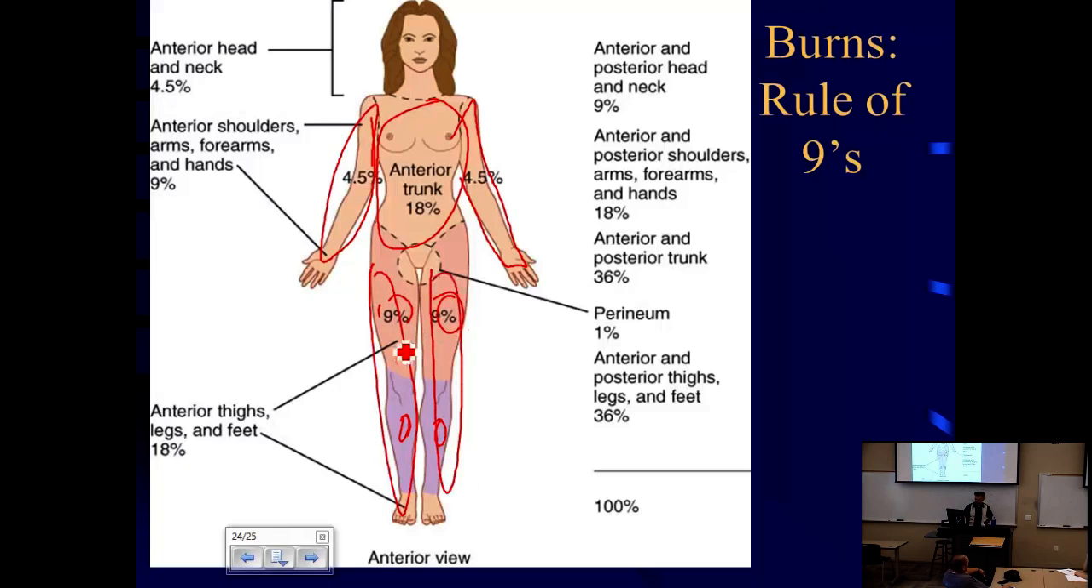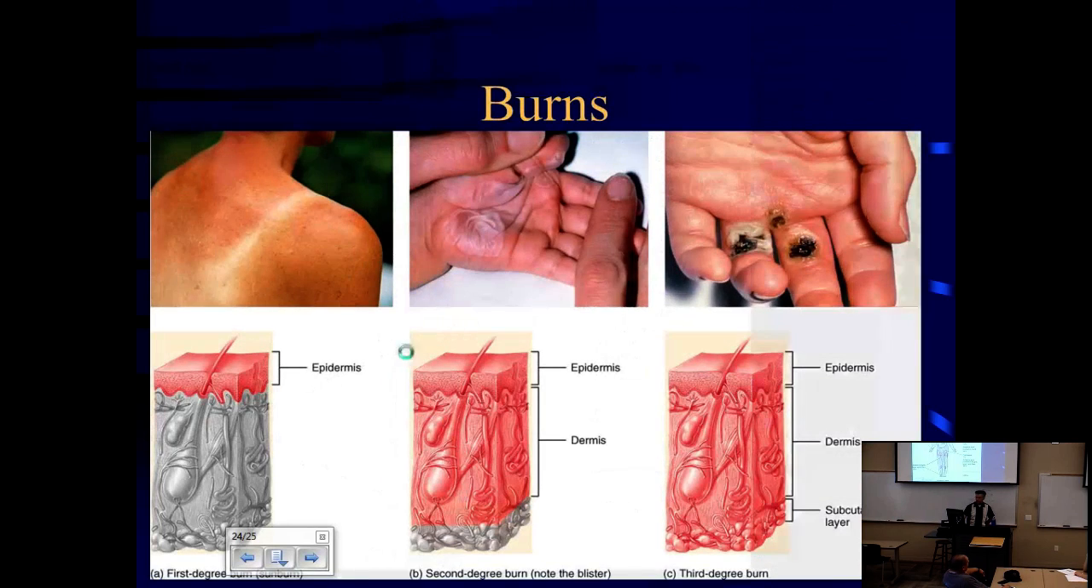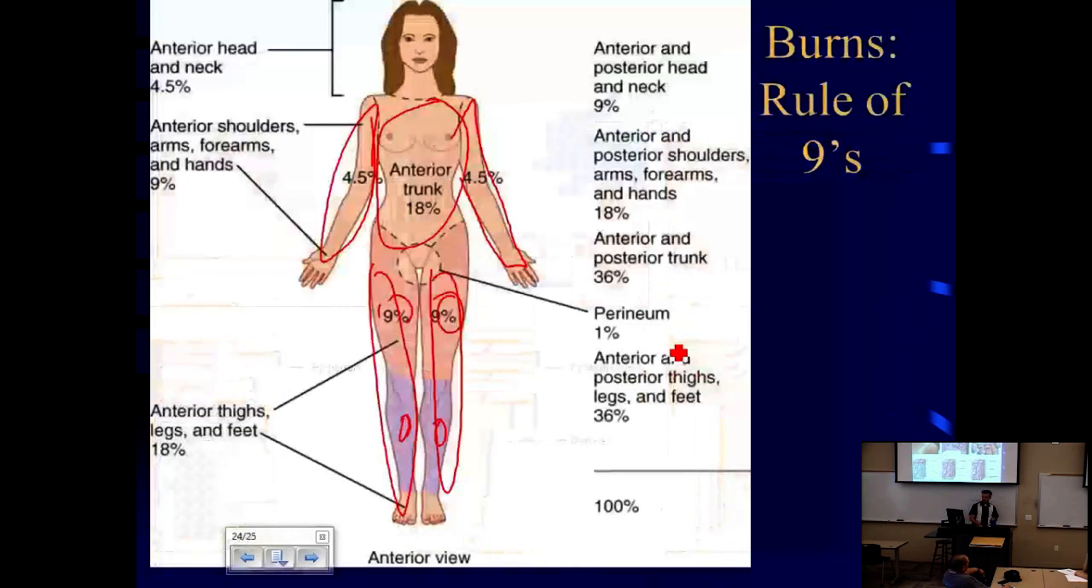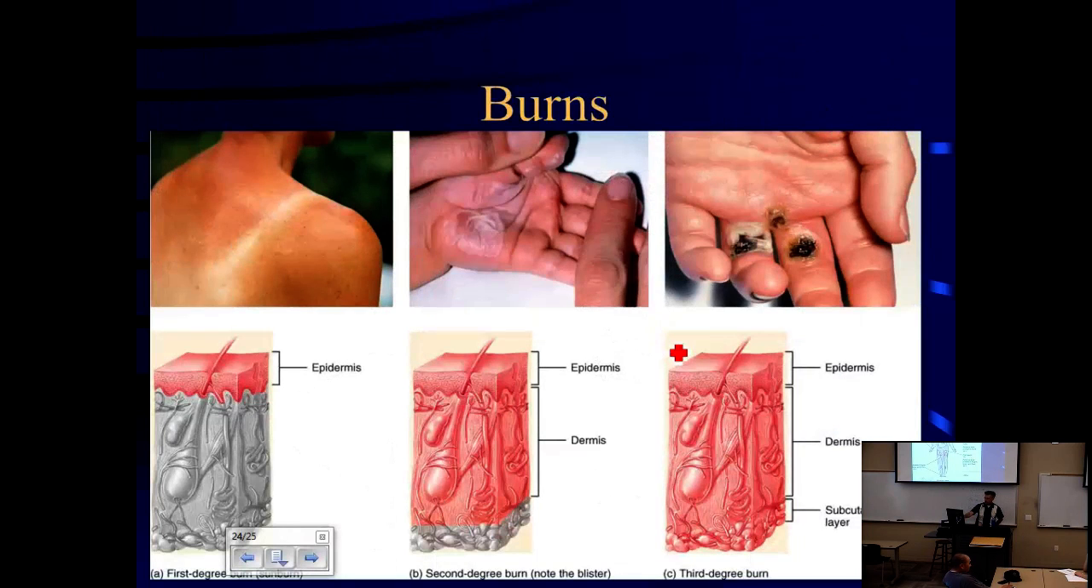So together, this would be like 18%, 18%. So that's one way for them to quickly say, okay, how much of the body is actually involved? What level of protection and what type of treatment do we need to do based on the severity of the burn in terms of its distribution as well as its depth?